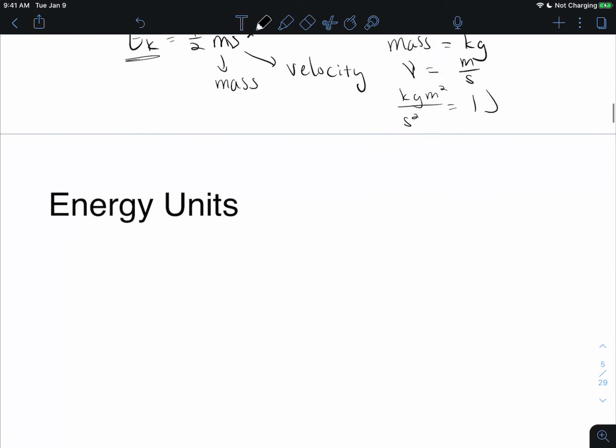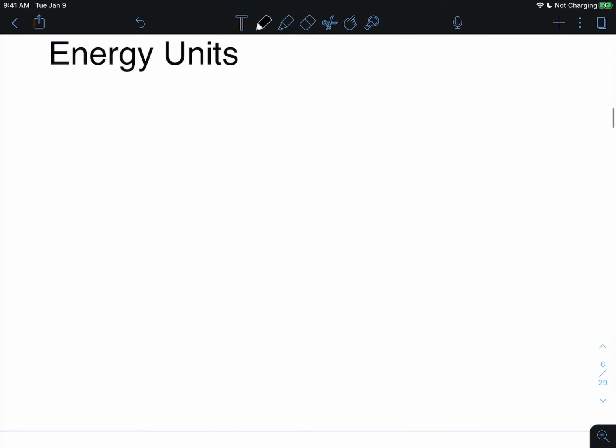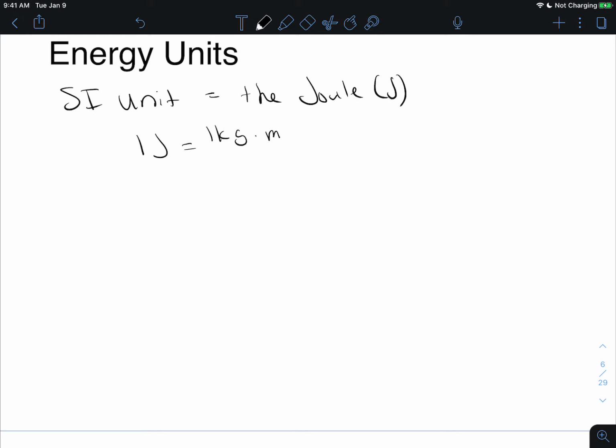Okay. So a little bit more about those units. Our SI unit for energy is the joule, which is going to be abbreviated as a J. And I just wrote this, but I'm going to write it again. 1 joule is 1 kilogram times meter squared over second squared. You should have that committed to memory.